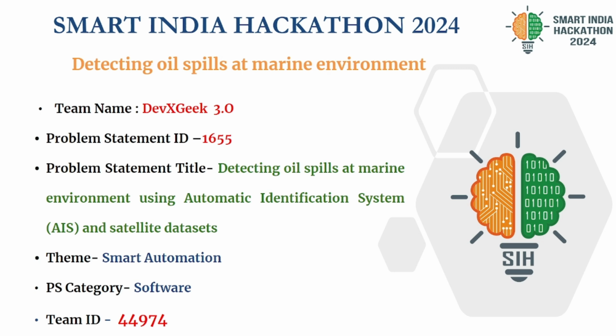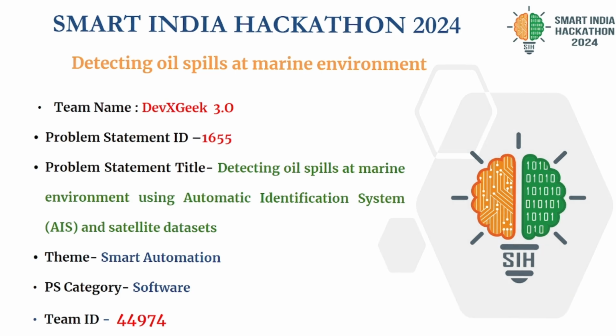But the real problem is, by the time we realize an oil spill has happened, it's often too late to prevent most of the damage. Current methods for detecting and managing oil spills heavily rely on post-incident reports, which results in significant delays. What's missing is a real-time automated system.